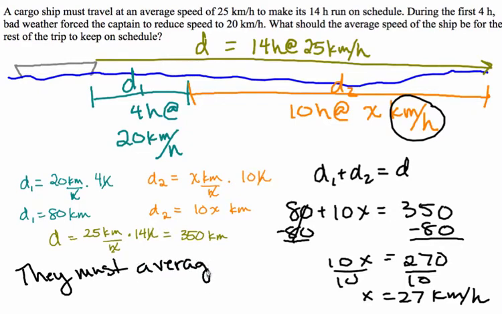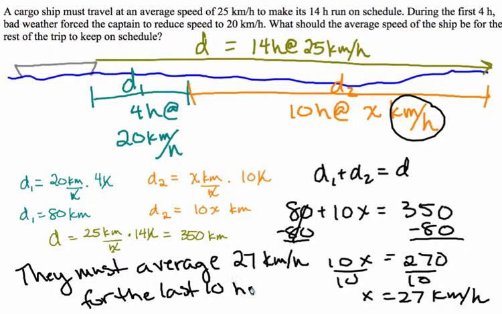So they must average 27 kilometers per hour for the last 10 hours of the trip. And that will get them to travel the last 270 kilometers and meet their deadline of 14 hours.